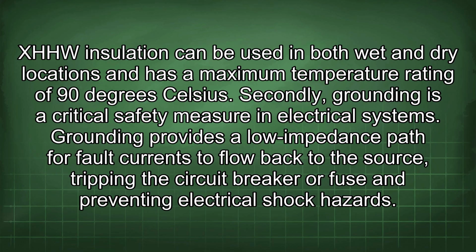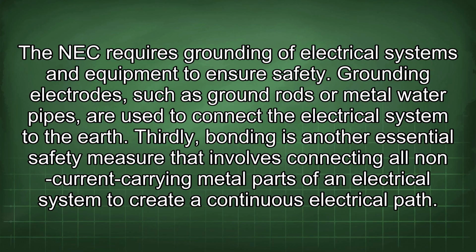Grounding provides a low impedance path for fault currents to flow back to the source, tripping the circuit breaker or fuse and preventing electrical shock hazards. The NEC requires grounding of electrical systems and equipment to ensure safety. Grounding electrodes, such as ground rods or metal water pipes, are used to connect the electrical system to the earth.